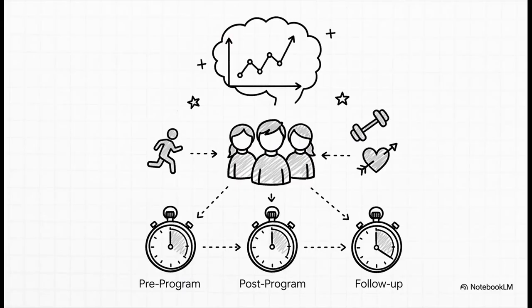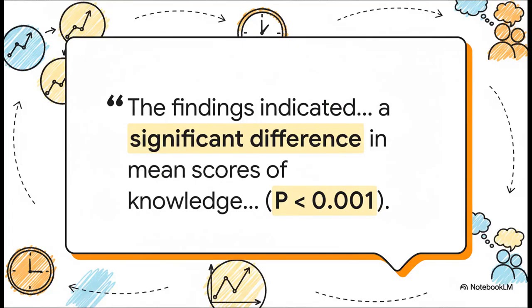Let's check out a real published study from 2013. Researchers wanted to know if a special program could improve high school students' knowledge and attitudes about physical activity. So what did they do? They measured the students before the program, right after, and then again 1 month later. It's a perfect real-world use case for RM ANOVA. And their findings? It's a perfect example of this in action.